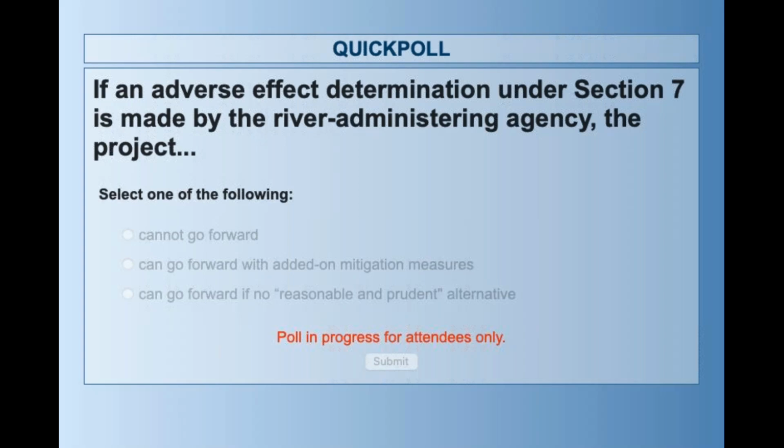If an adverse effect determination under Section 7 is made by the river administering agency, there are 3 choices. The project cannot go forward. The project can go forward with added-on mitigation measures. Or the project can go forward if there's no reasonable and prudent alternative.